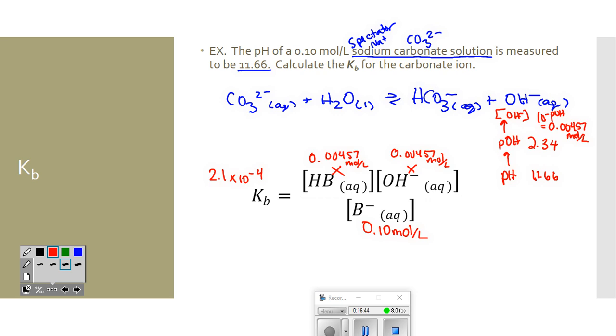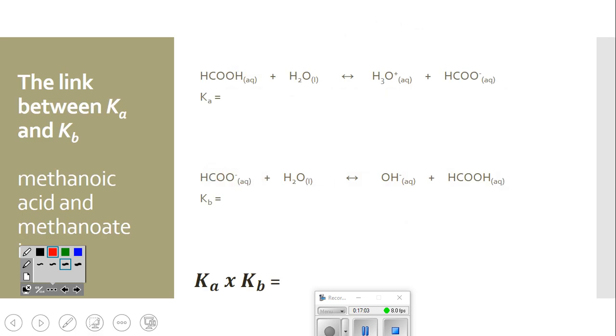Does anyone want to ask anything about that example? Now that's all great. That's assuming that I know the original concentration of my solution and the pH or the pOH. But sometimes I don't know both of those pieces of information. So sometimes I need to do what people ended up doing on the daily review, if they asked me about it, which was to compare Ka and Kb.